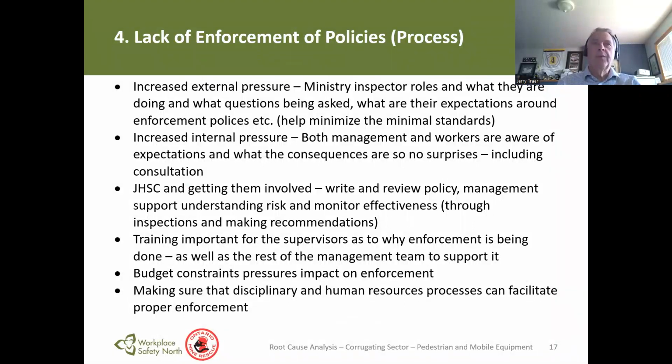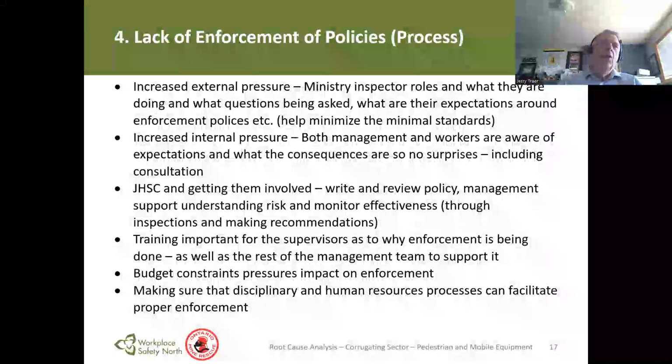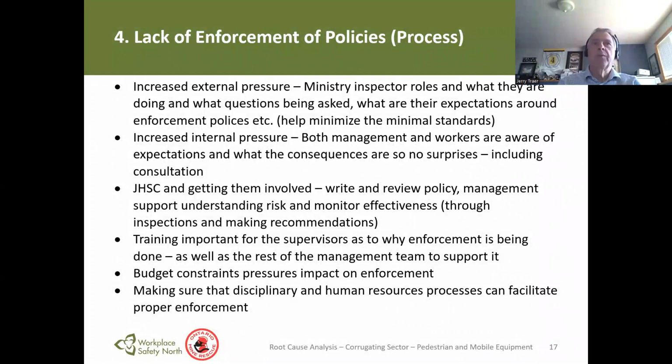So again, lack of enforcement. So increase external pressure, ministry inspector roles and what they're doing and what questions are being asked. What are their expectations around enforcement policies? So getting into this, getting the committee involved in this, helping out with the reviewing policy management support, understanding the risk and monitoring effectiveness through their regular inspections, and making recommendations to the employer.